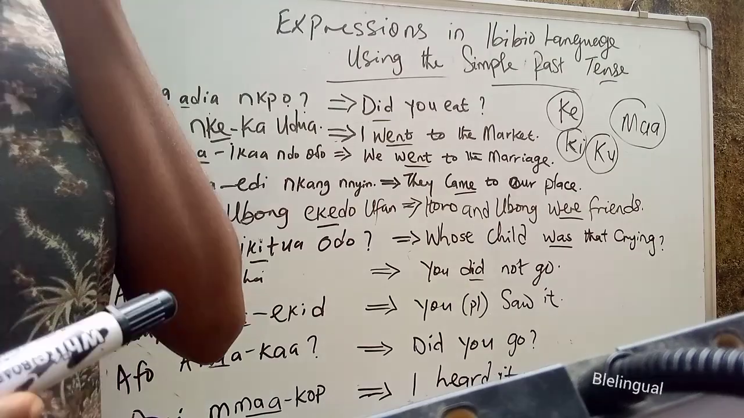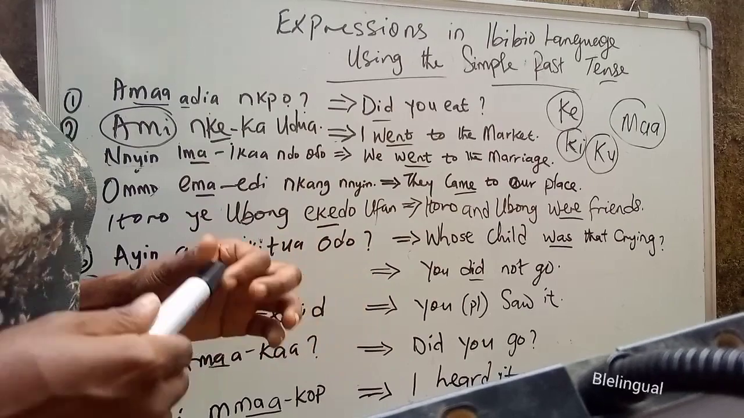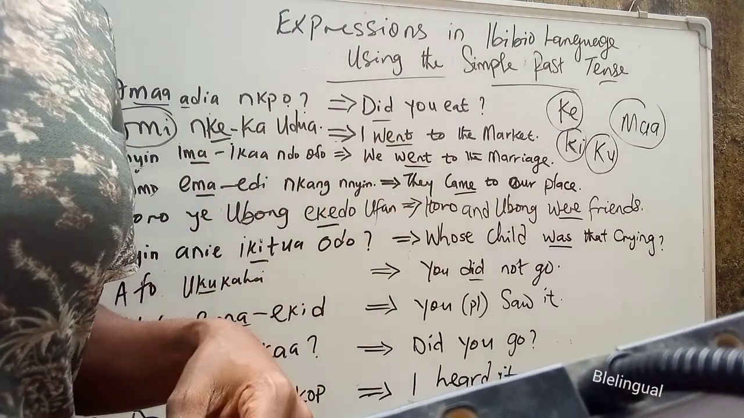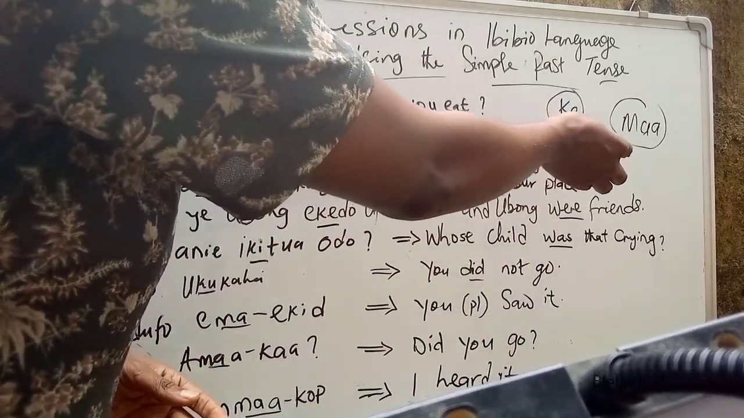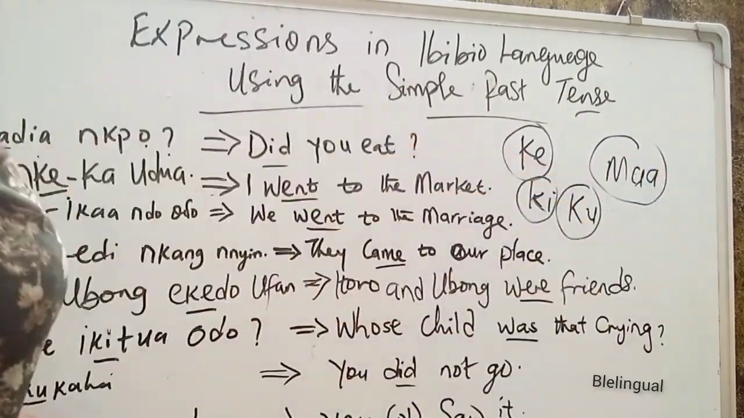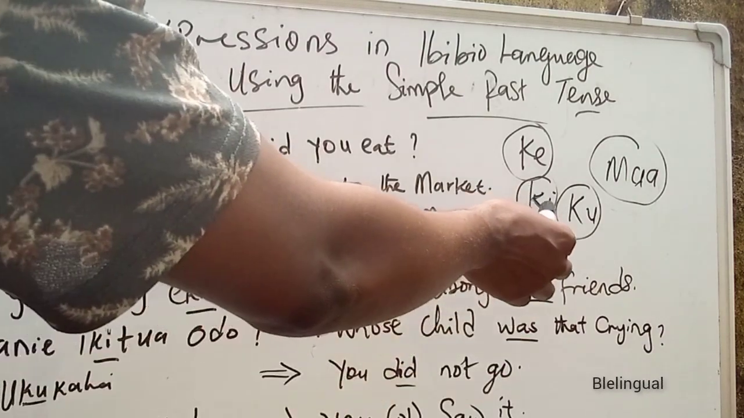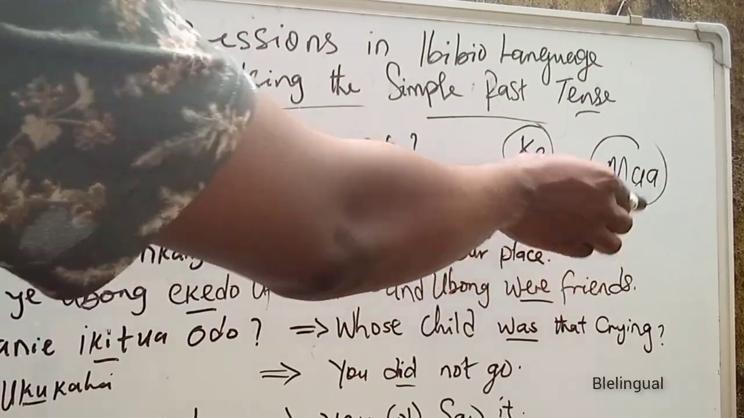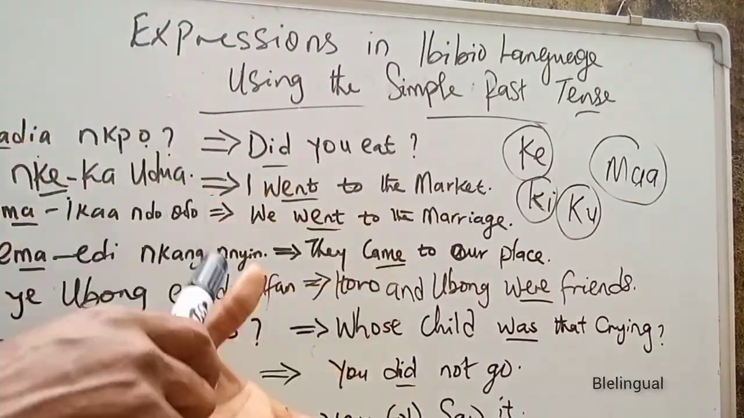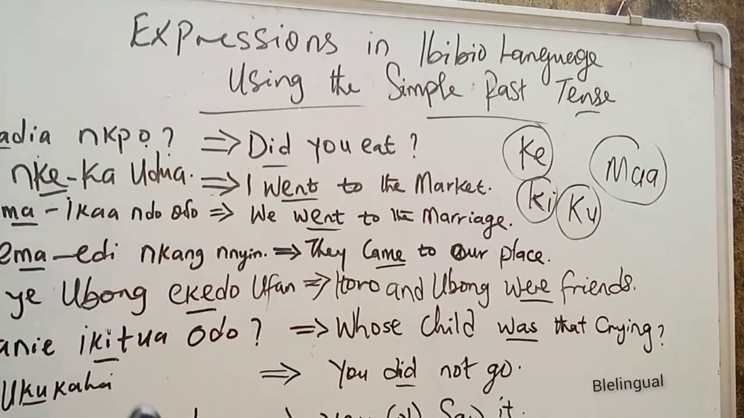Ibibio uses affixes to indicate past tense markers. So we have two past tense markers in Ibibio language: the ke and ma, ke and ma. Now, ke can actually change its form to ki or ku, depending on the sound that comes immediately before it.